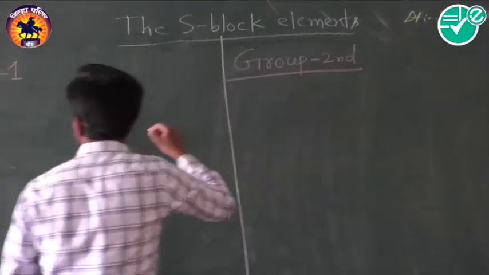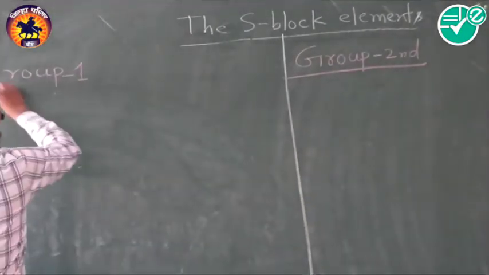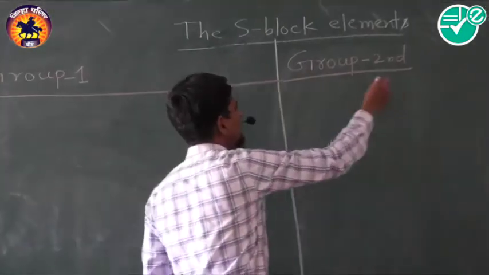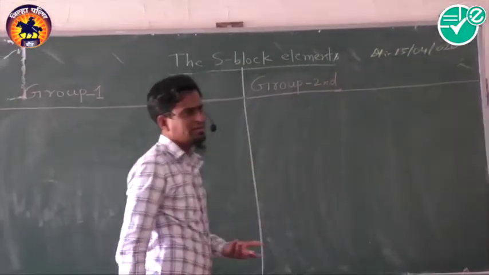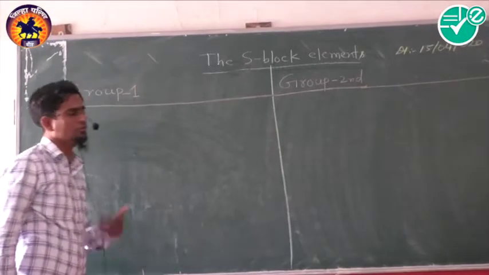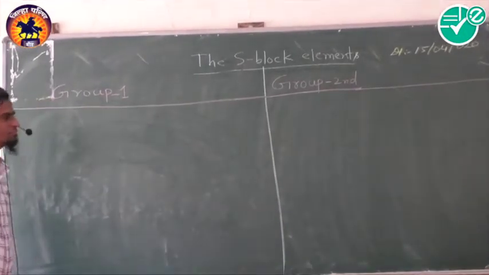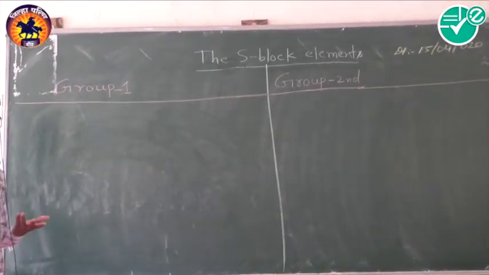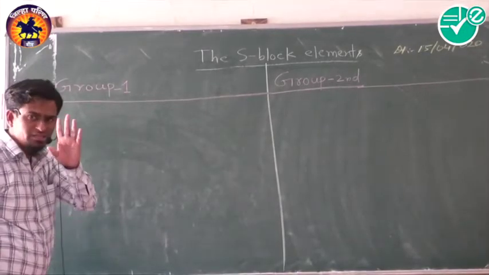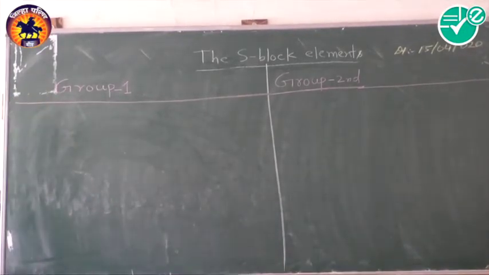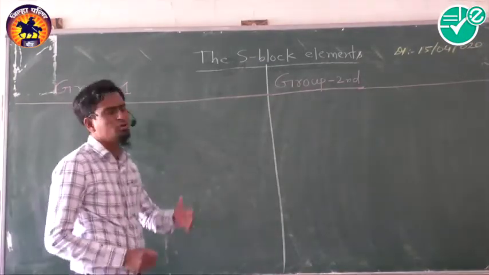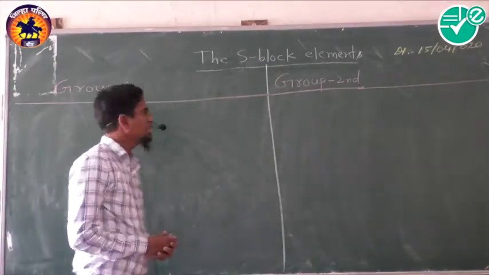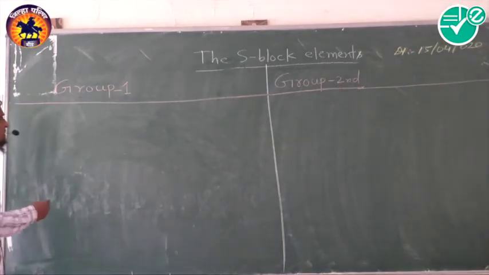So basically, there are two groups in S block, whereas for P block there are 6 groups, which you already studied. Now, what are the elements present in group 1 and group 2? We will see. I am writing the names and symbols here.